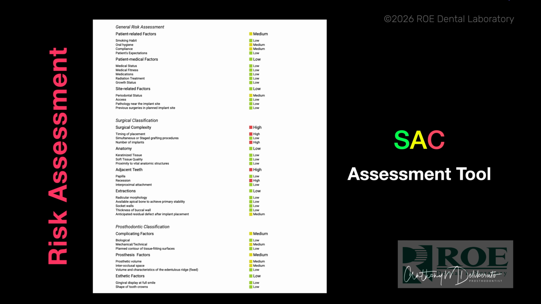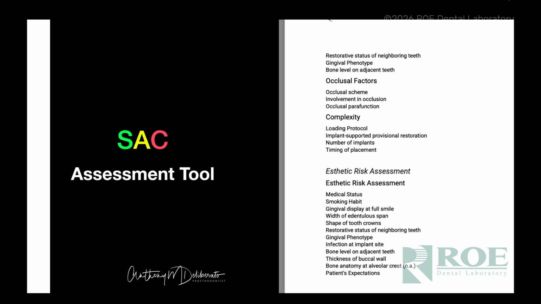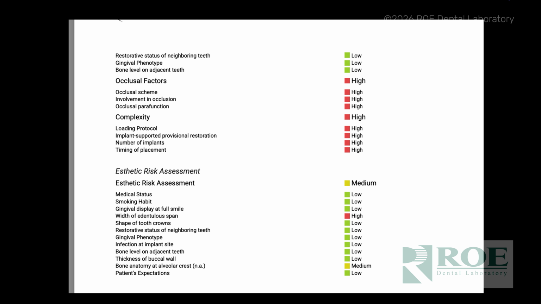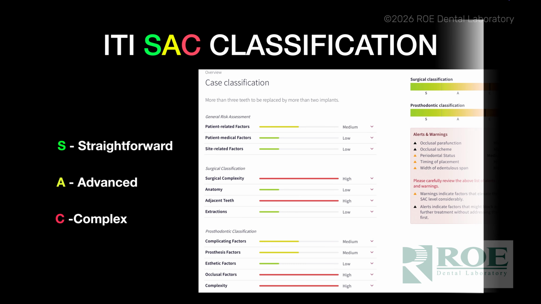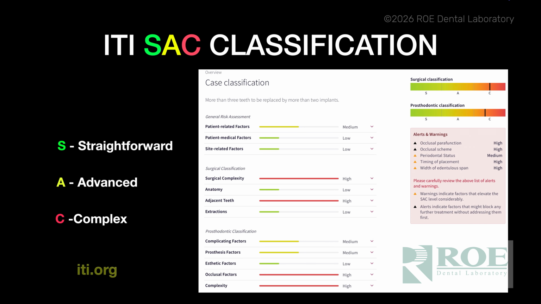prosthetic volume, aesthetic factors. And as we answer these questions, it's going to give us an answer in terms of whether there's low, medium, or high risk. And as you're going through those questions, it's going to add up all of those through AI, and it's going to give us a summary of what type of case this is.